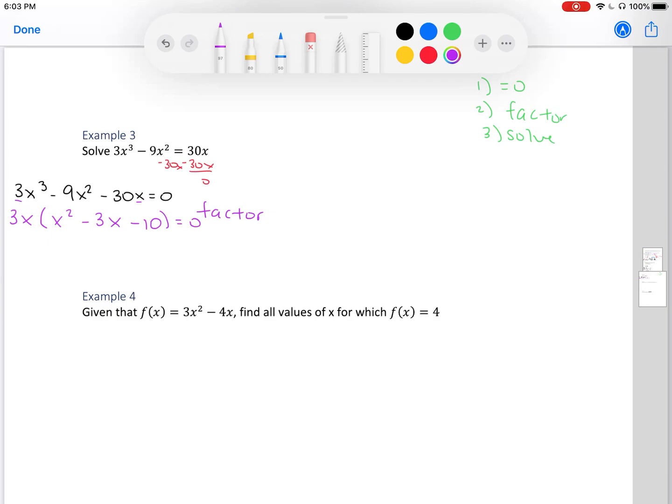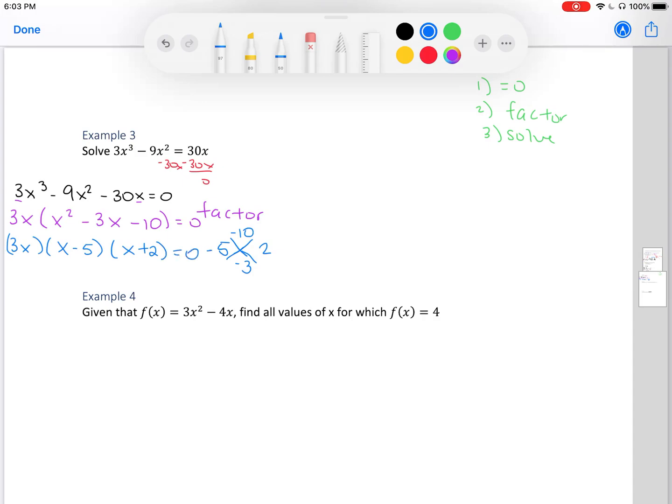Okay, I see we have a trinomial. Can we factor that trinomial? Well, let's see. Are there numbers that multiply to be negative 10 that add to be negative 3? I think 5 and 2 work, and if I make 5 my negative, that addition holds true. So negative 5 times 2 is negative 10, and negative 5 plus 2 is negative 3. So we have so far 3x times x minus 5 times x plus 2 is equal to 0.